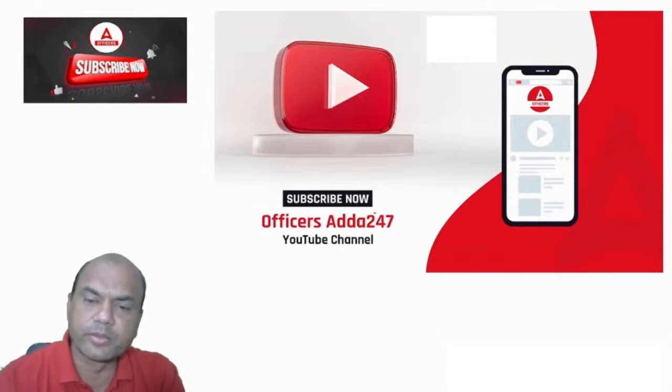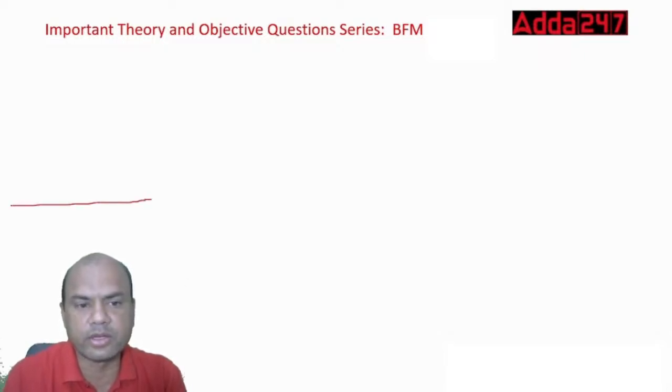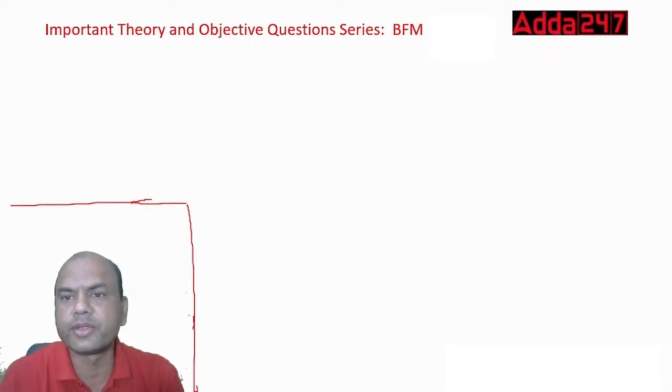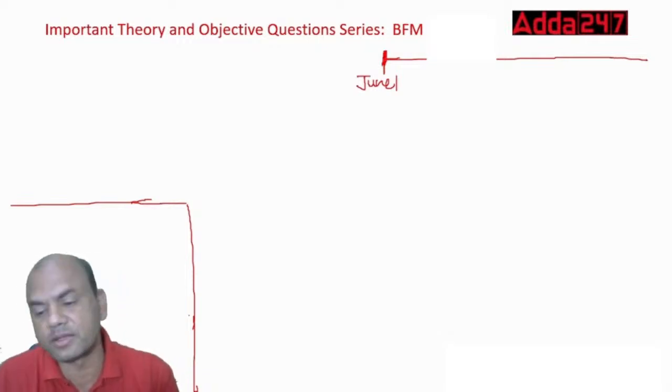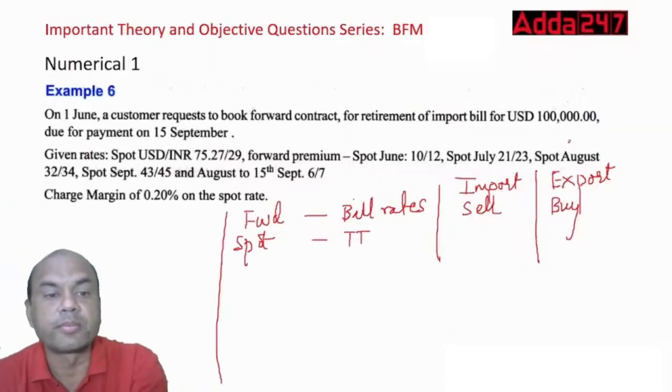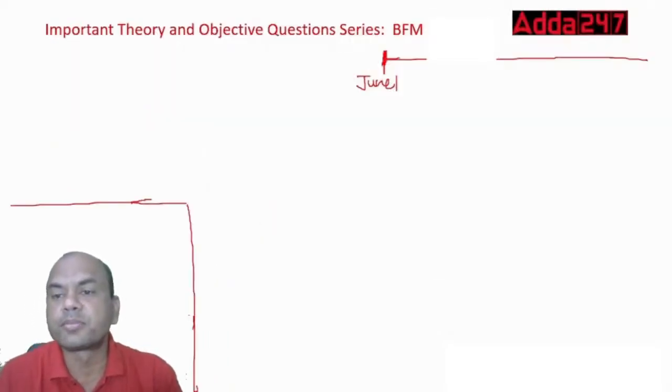Chalo, let's start this numerical. See, what is the numerical actually? I'll draw it over here. Firstly, let me draw a line over here, otherwise it goes behind my video. So this is June 1. Now the customer has come to you for booking the contract for what? September 15th, isn't it? Look at the date. September 15th due date. So you'll have to book this September 15th over here.